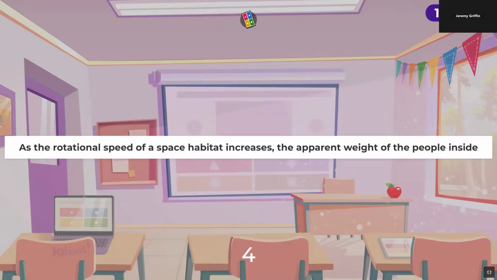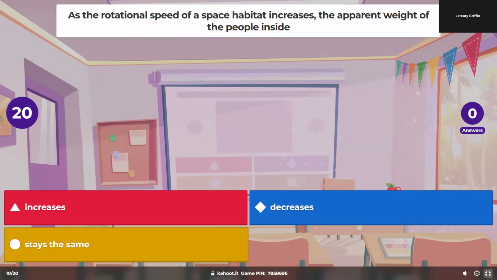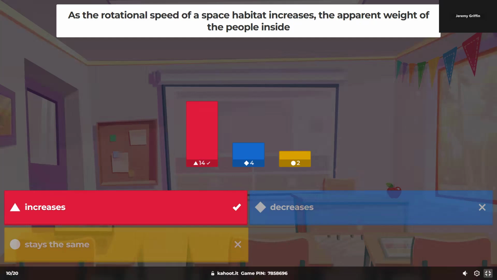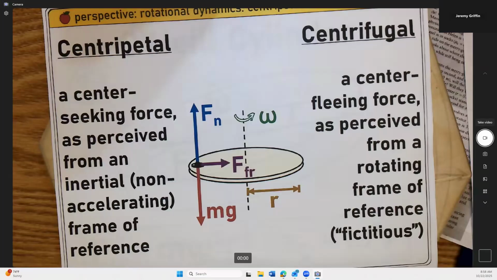As the rotational speed of a space habitat increases, think of that O'Neill cylinder, the apparent weight of people inside, what? Yeah, increases. In fact, we can get a little more specific than that.